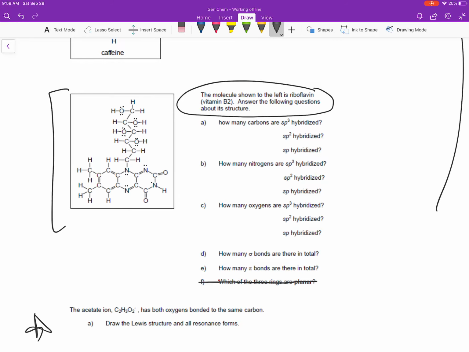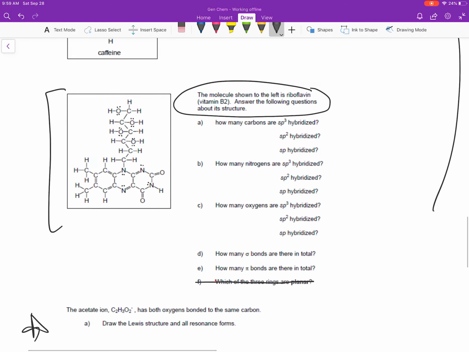Nitrogen has 3 bonds and a lone pair. And then all the double bonds are drawn in. So let's practice the carbon. This says how many carbons are sp3 hybridized. These are going to be carbons that have 4 bonds. So I see 1 carbon here, 2, 3, 4, 5, 6, 7, 8, and that's it. So I have 8 that have 4 bonds.